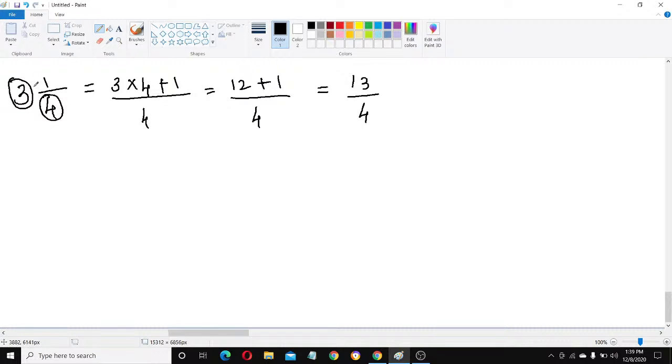So how do we convert a mixed fraction into an improper fraction? The whole number part 3 is multiplied with the denominator 4 and we add the numerator 1. 3 into 4 plus 1 by the denominator 4. 3 4s are 12, 12 plus 1 is 13, so 13 by 4. Now one more problem.